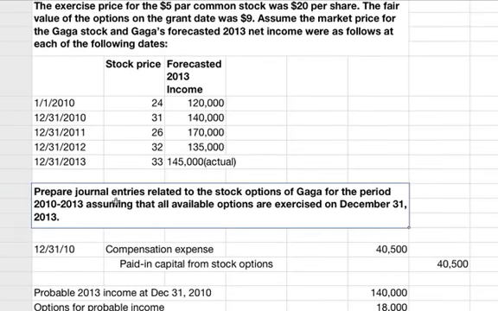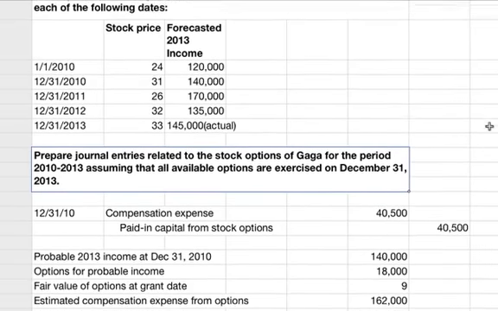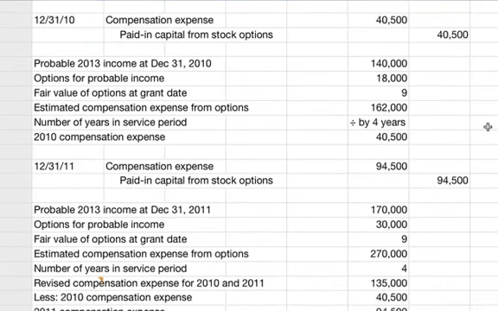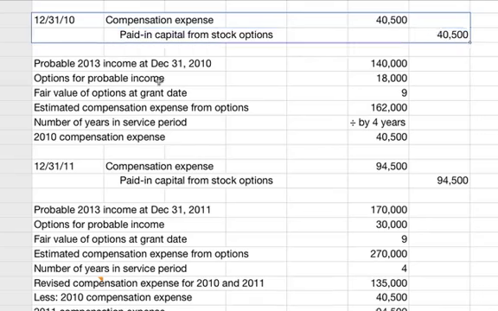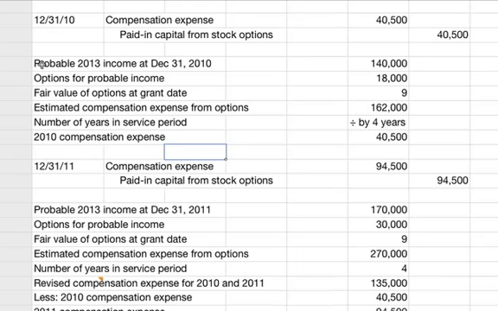So the actual problem is to prepare the journal entries related to these stock options of Gaga for the period 2010 to 2013, assuming that all available options are exercised on December 31st, 2013. Our first journal entry is this right here. You debit compensation expense for $40,500 and you credit paid-in capital from stock options for $40,500. And the reason you do that is right here.